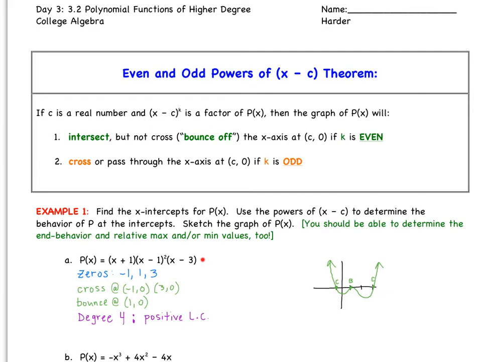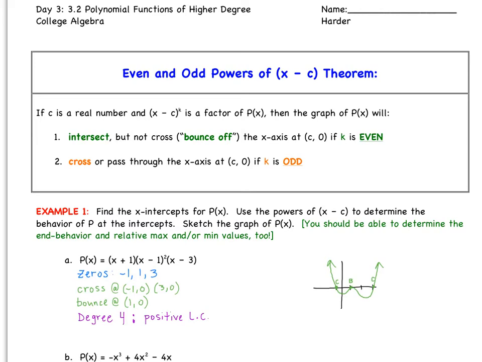Now, we should state the degree and talk about the leading coefficient. How do I determine that the degree is 4? Well, I have a degree 1, a degree 2, and a degree 1 again. If we were to add all those powers, we would get 4, so 1 plus 2 plus 1. So that's where we get the degree 4. It's a positive leading coefficient. There's a positive number in front of each of these factors, and if we were to multiply those out, we would get a positive. So we know the behavior is far right and up, and far left and up.